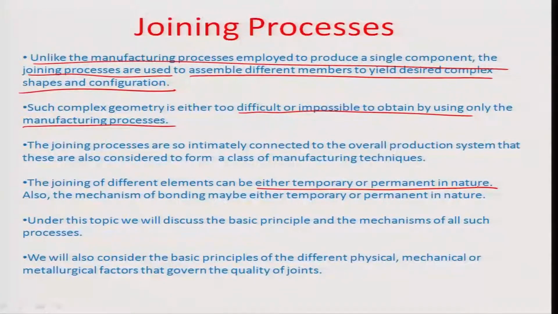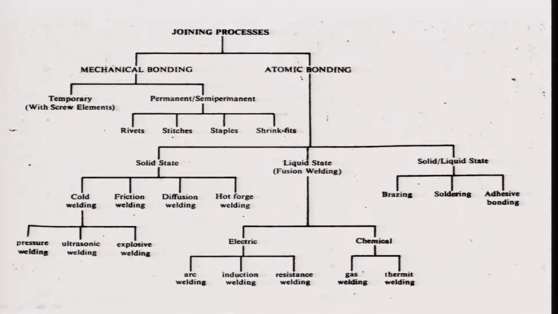We will describe some of the principles and the mechanisms in all such processes, from the physical or mechanical point of view, and also some of the metallurgical viewpoints which emerge while studying such joining processes would be treated in this particular area. So, let us look at a classification schematic of the various joining processes. Typically, joining processes can be classified into mechanical bonding and atomic bonding.